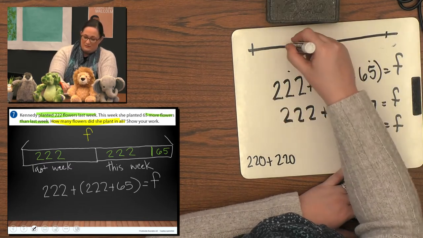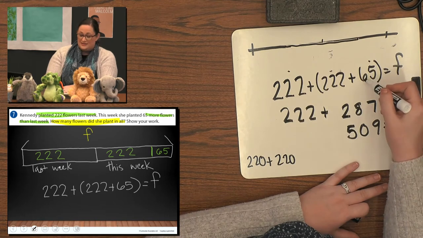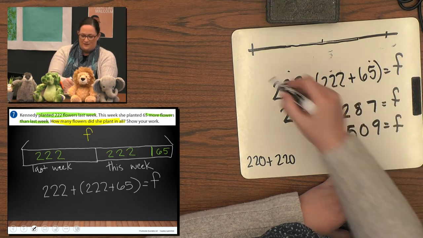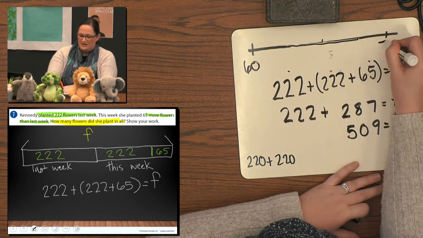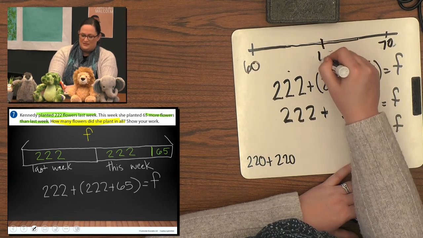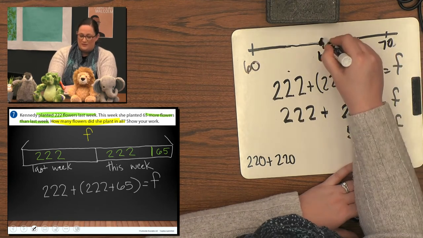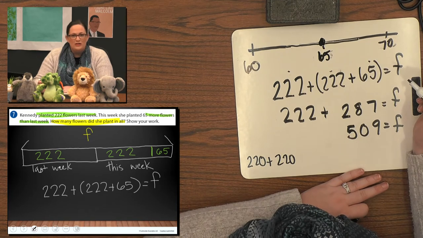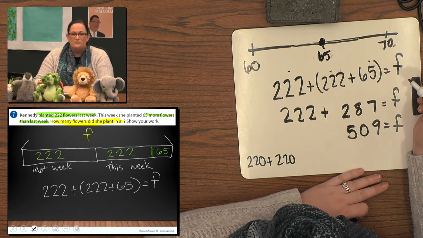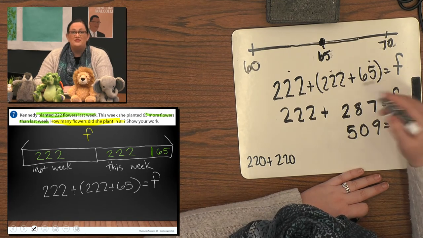Then I'm gonna change this because I'm looking at my 65 now. And 65, the 10s on either side of 65 are 60 and 70. And then the one in the middle is 65. Now this happens to be the one in the middle. This is the one that's really tricky for kids. What do I do when it's right in the middle? You go to the next 10.